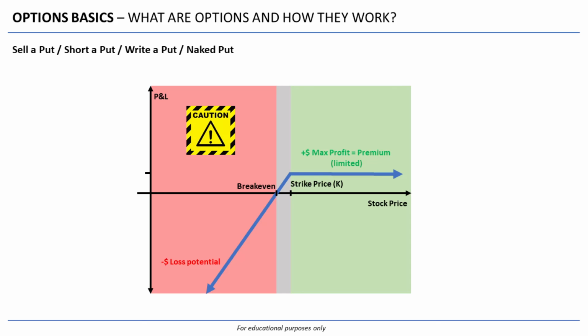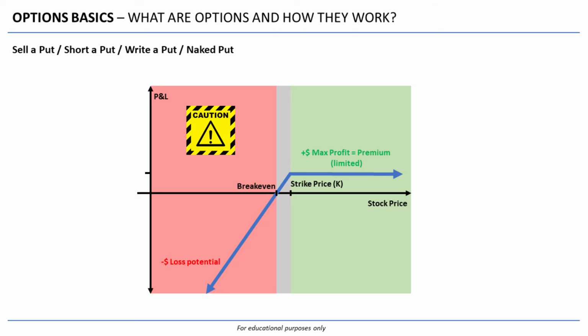Sell a put, short a put, write a put, naked put. Going from right to left. Green section. At expiration, the stock price is above the strike price and there is no intrinsic value. The option will expire worthless, so the option writer keeps the whole premium.